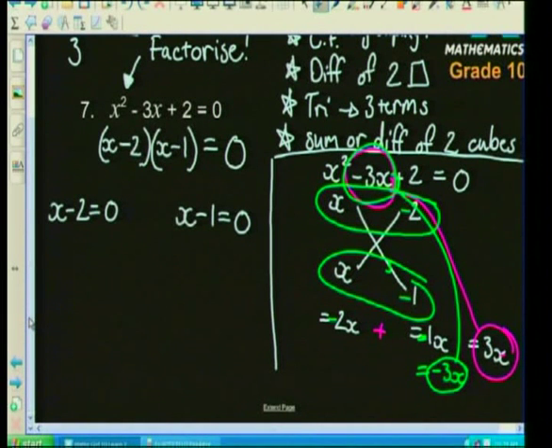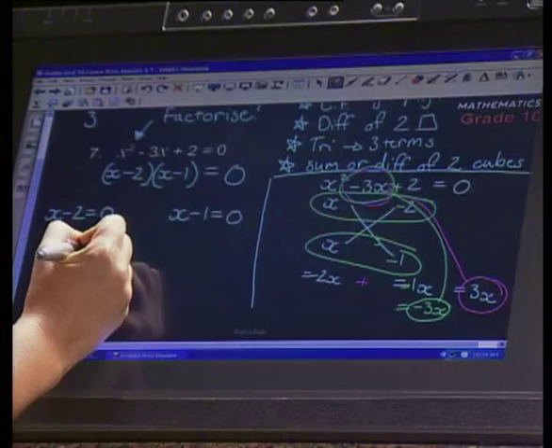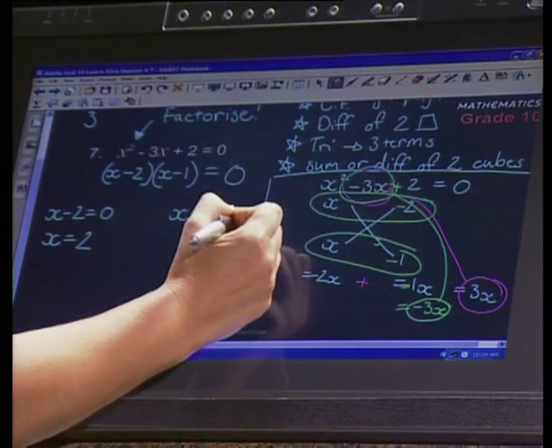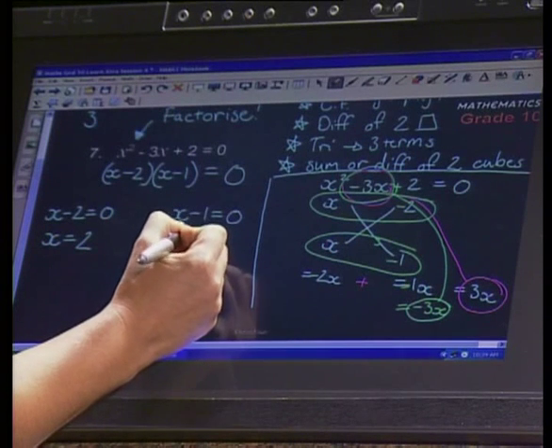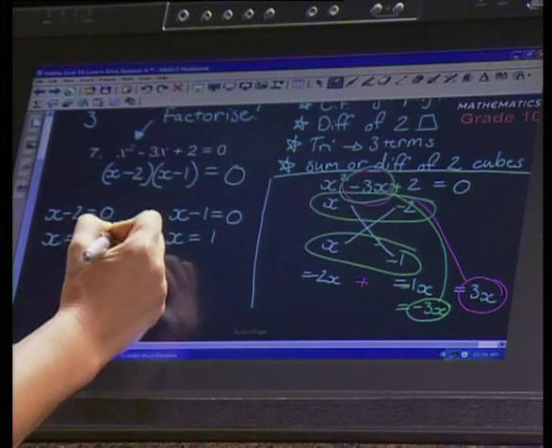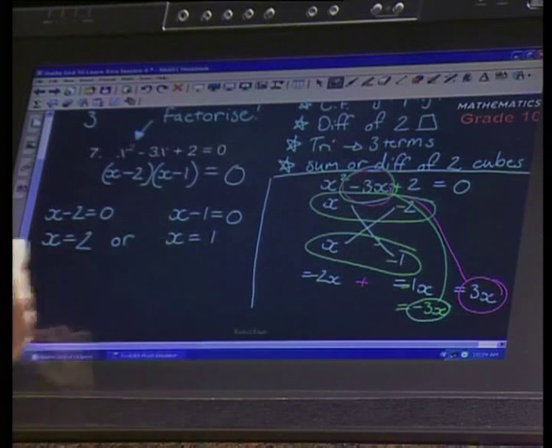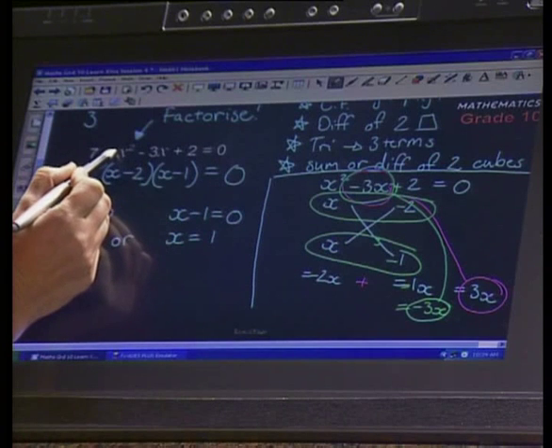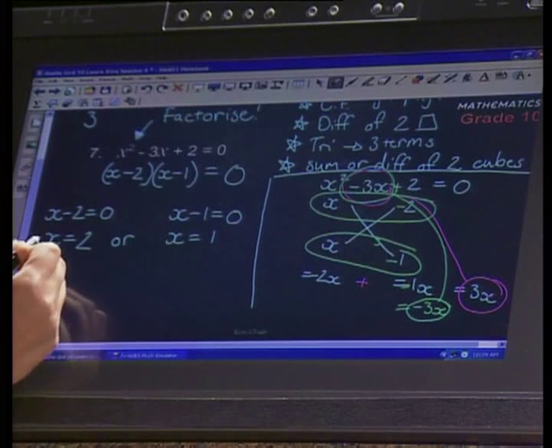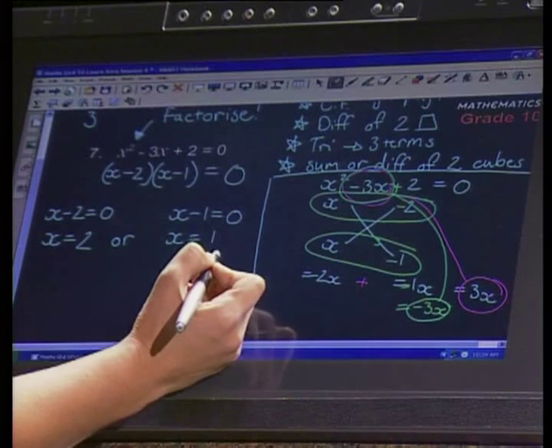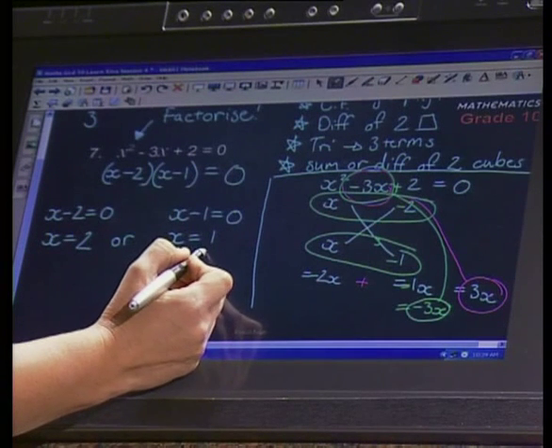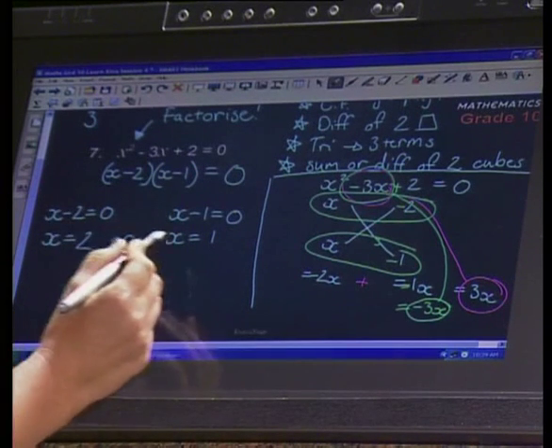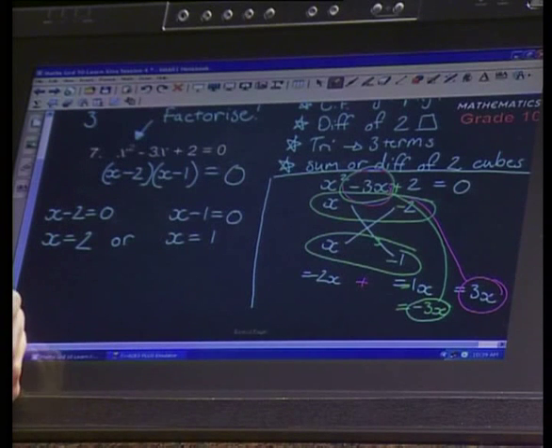Let's solve for these two equations separately. x minus 2 is equal to 0 is going to be x is equal to 2. And over here, x minus 1 is equal to 0 becomes x is equal to 1. So our two answers are x is equal to 2 or x is equal to 1. Because we have x squared, it means that we will have two answers for x. Sometimes these answers are the same value, but most of the time they are different values. Let's move on to the next question.